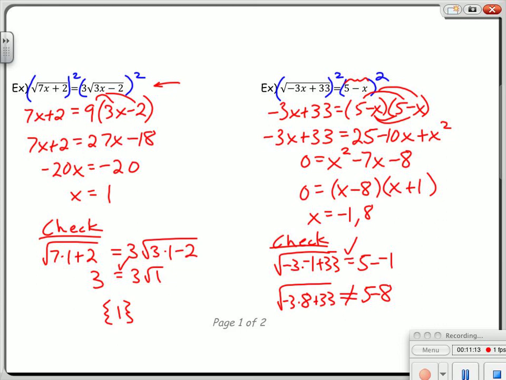Because on the left-hand side, we're going to have -3 times 8, which is -24. I'm sorry, -24 plus 33. So it's a positive number that we're going to take the square root of. But the square root is going to be equal to -3, and that can't happen if you're staying in the set of real numbers. So that's not the case. So our only solution is -1.